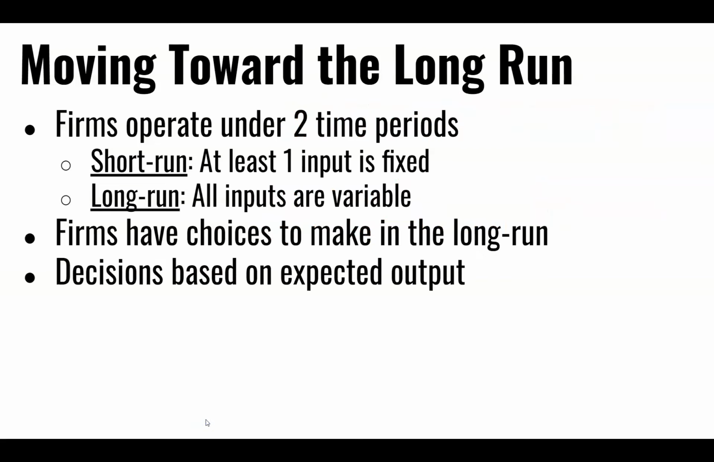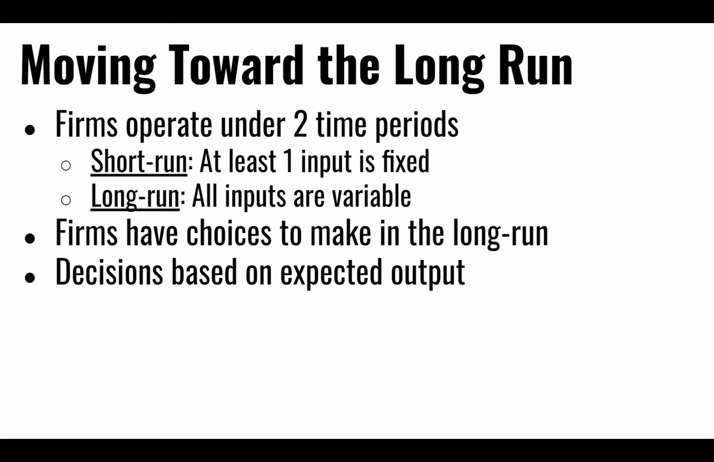So first, we start with a reminder that firms operate under two different time periods. One is the short run, and the other is the long run. In the short run, at least one input is fixed. You've made some sort of decision that has locked you in, something like rent for a location. Maybe you're paying a lease for 12 months. During those 12 months, you're stuck where you are. You can't change location. But after 12 months are up, that input is no longer fixed, it is variable, and that's where we are at the long run.